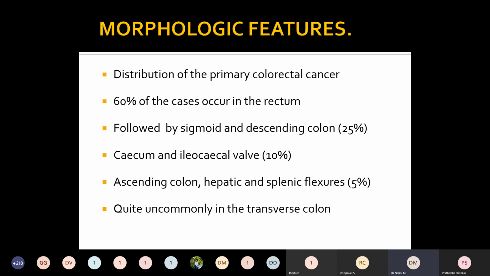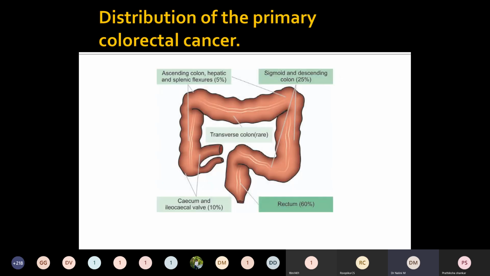Coming to the morphological features, the distribution of primary colorectal carcinomas: it is most commonly in the rectum. Rectum is the most common site for most things, so you'll be on the safer side to write that on your paper. It is followed by the sigmoid and descending colon, and the cecum at the ileocecal valve. The transverse colon is the rarest site where you could find colorectal carcinomas. Transverse colon is the rarest. Rectum is the most common.